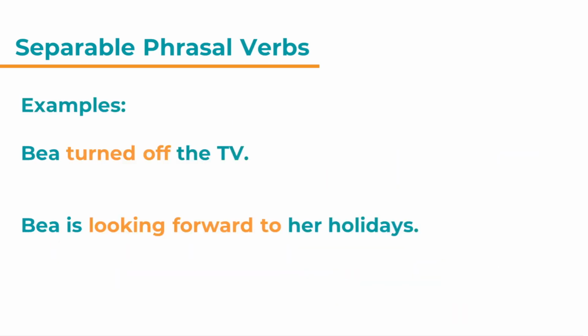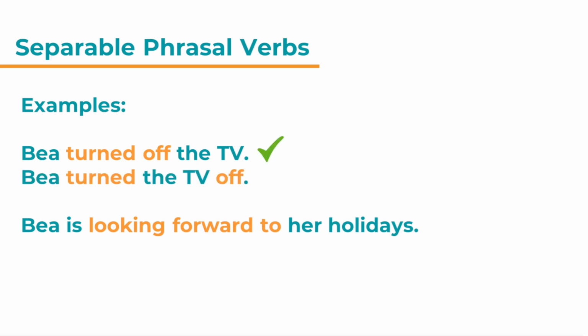Let's have a look at some examples. Bea turned off the TV. Here we have the phrasal verb turn off. The TV is the direct object. And a second example, Bea is looking forward to her holidays. Look forward to is the phrasal verb, and her holidays the direct object. So in our examples here, the direct objects come after the phrasal verbs.